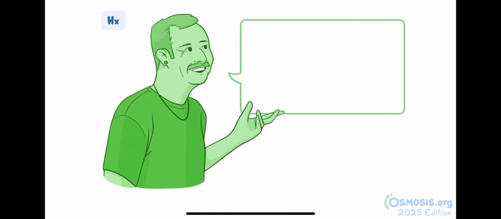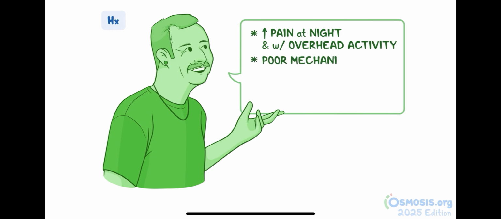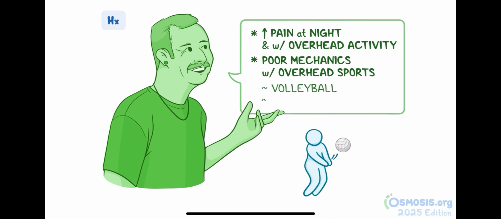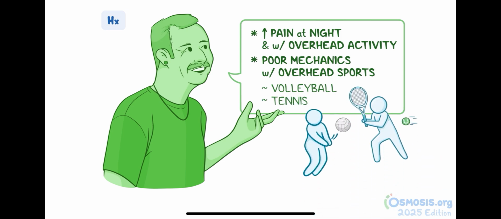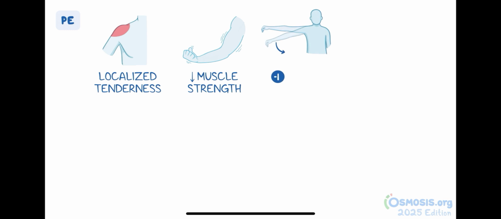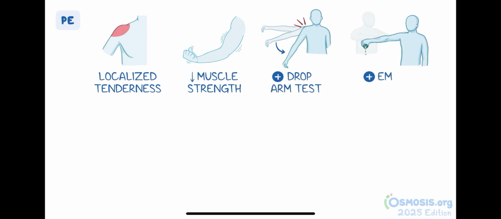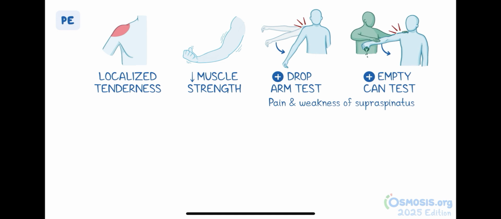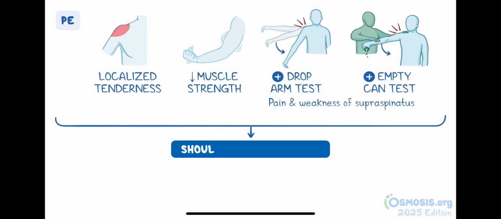Alright, now let's talk about shoulder tendinopathy. Your patient may report increased pain at night and with overhead activity. Additionally, they may report that they engage in poor mechanics related to overhead sports like volleyball and tennis. Examination will reveal localized tenderness over the affected tendon and decreased muscle strength. There may also be a positive drop arm test, as well as a positive empty can test, where pain and weakness of the supraspinatus muscle are present. With these findings, diagnose shoulder tendinopathy.